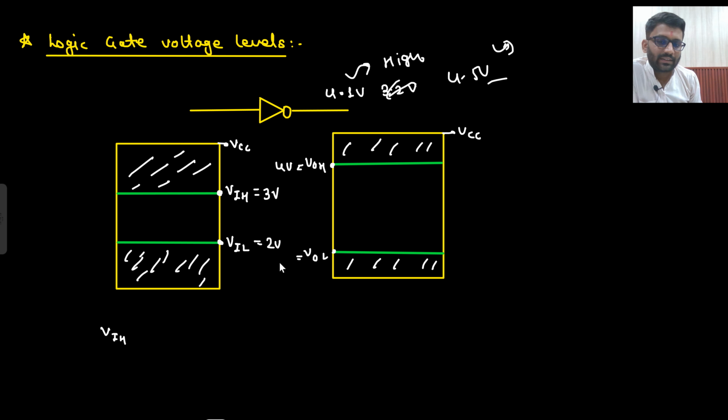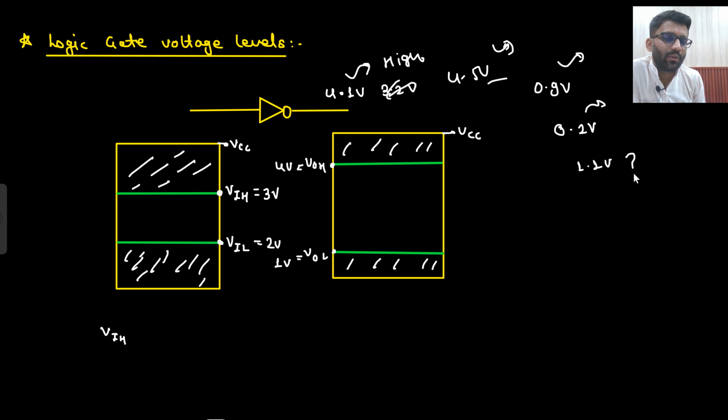What about this VOL? Let's just say it is 1 volt. So if VOL is 1 volt, then if I am receiving 0.9 volt, it is low only. If I am receiving 0.2 volt, it is low only. But if I am receiving 1.1 volt, I don't know if it is high or low. So what is VOH? The minimum value of output to consider as logic high. VOL is the maximum value of output to be considered as logic low. I hope it is all clear to you.